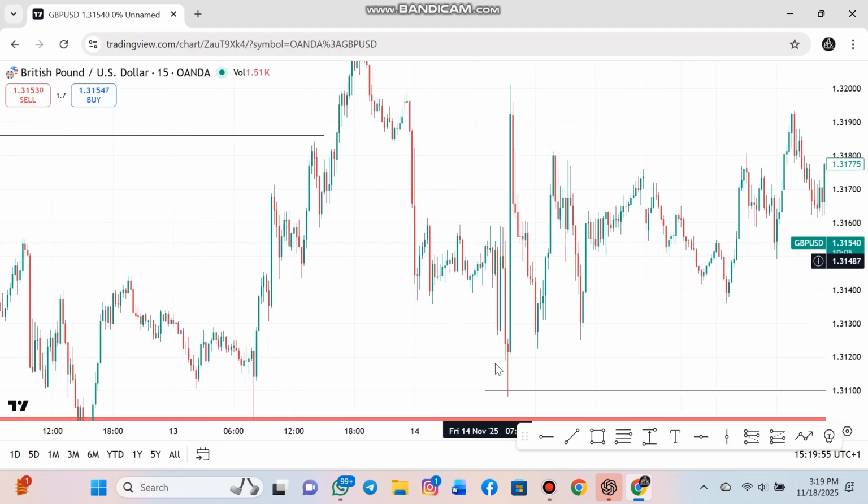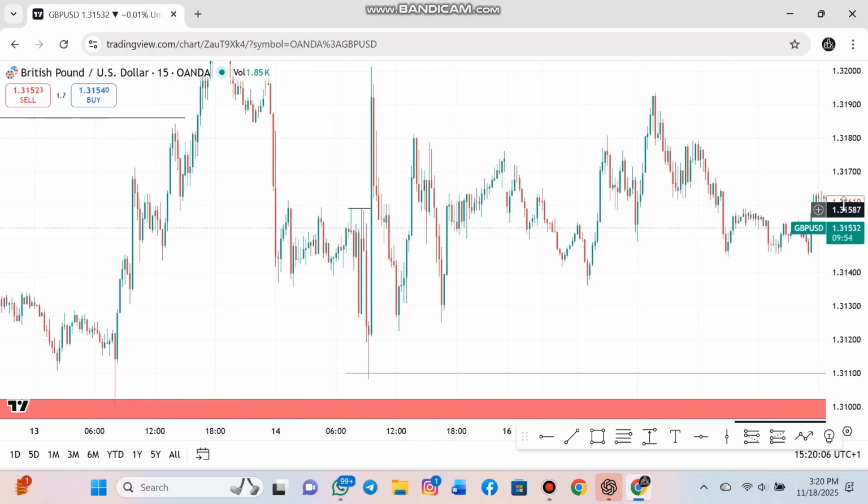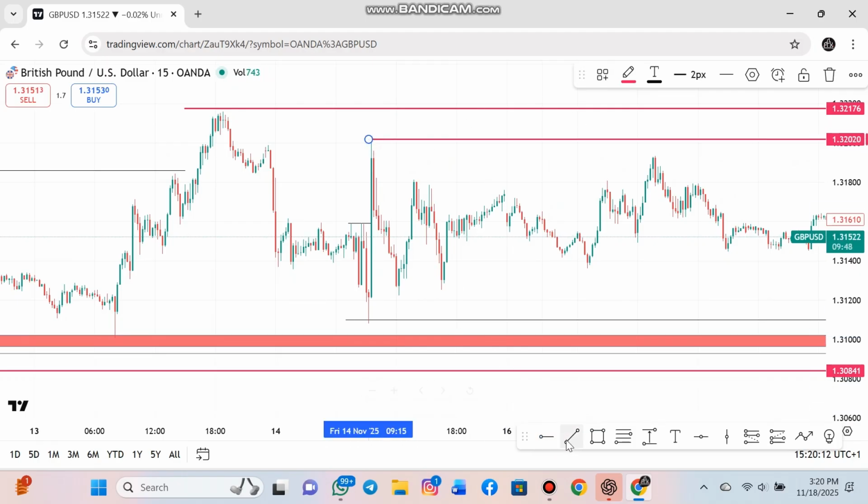This is a pullback. This is a break of structure here. Then this is a pullback. This is a break of structure, so this is a change of character all the way from here to here. Change of character. Is that clear? Now we still have our high and low on 15 minutes time frame. This is the highest point for 15 minutes, and this is the lowest point. Check your chart if you have the same thing for 15 minutes.